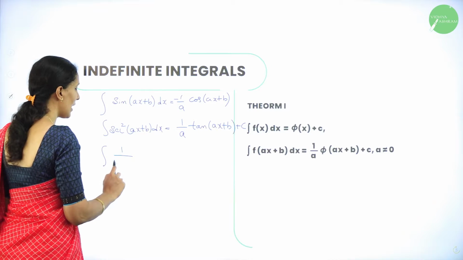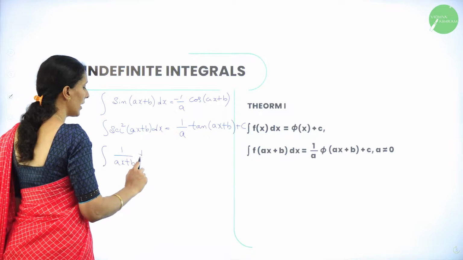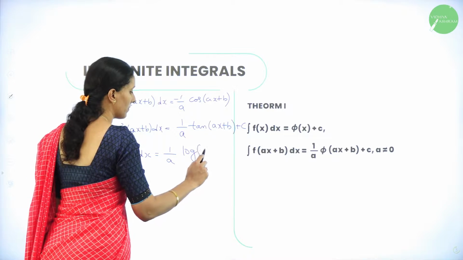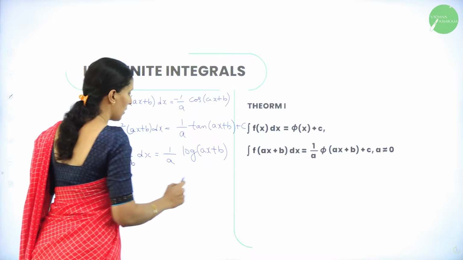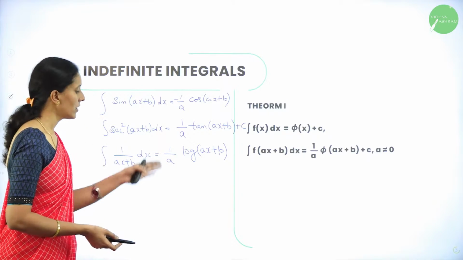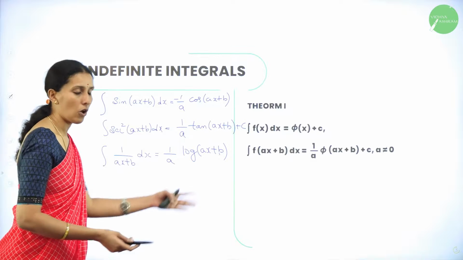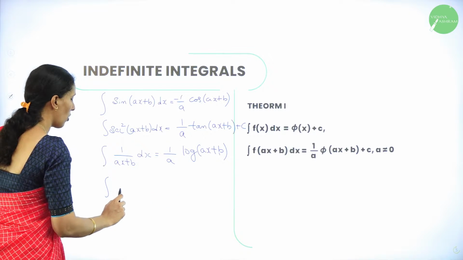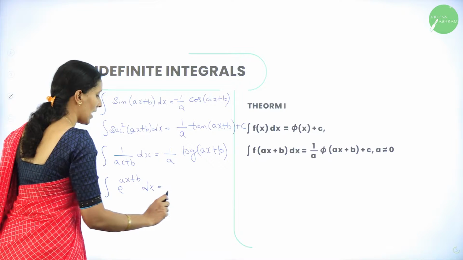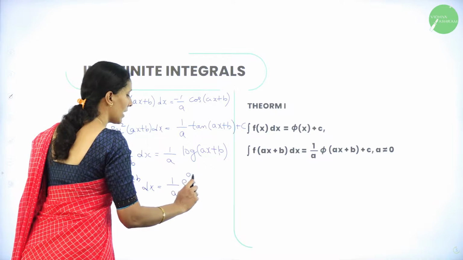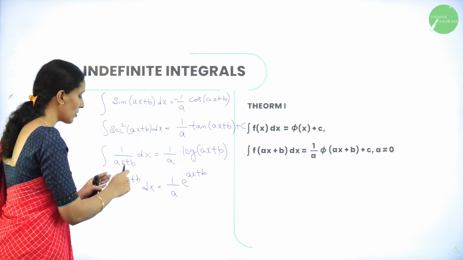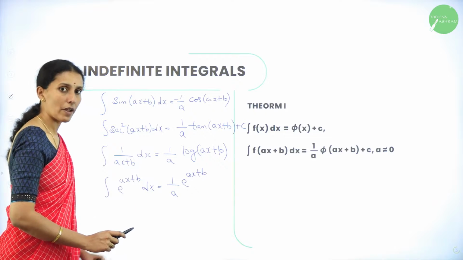Example, integral of 1 by ax plus b into dx can be written as 1 by a log of ax plus b. Because 1 by x is nothing but log x, we have ax plus b, so we write it as 1 by a log of ax plus b. Suppose you have integration of e power ax plus b, then this can be written as 1 by a e power ax plus b. E power x is e power x itself. Since you have ax plus b, you write it as 1 by a.